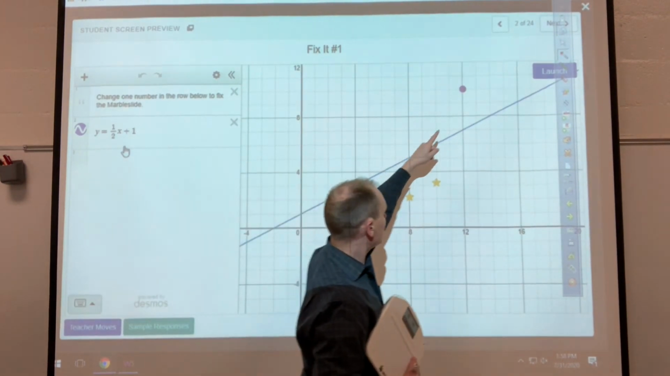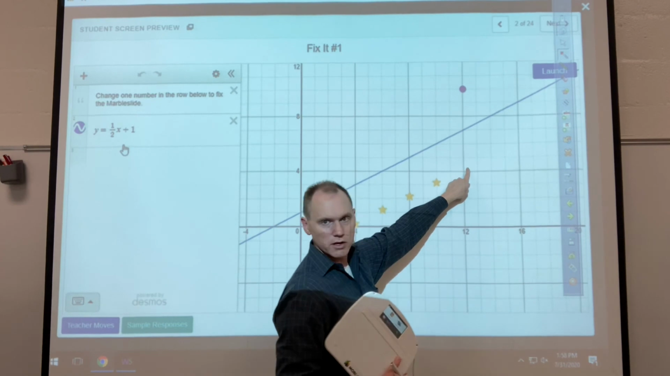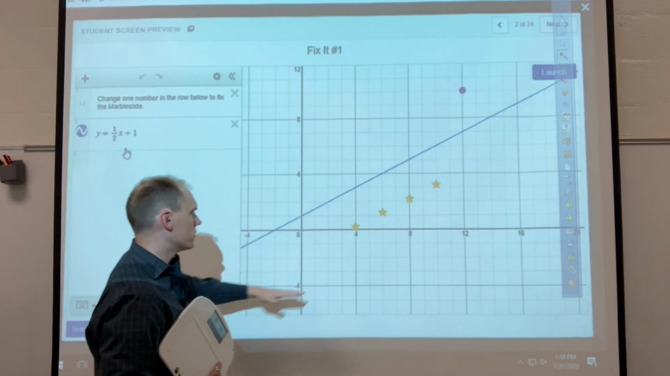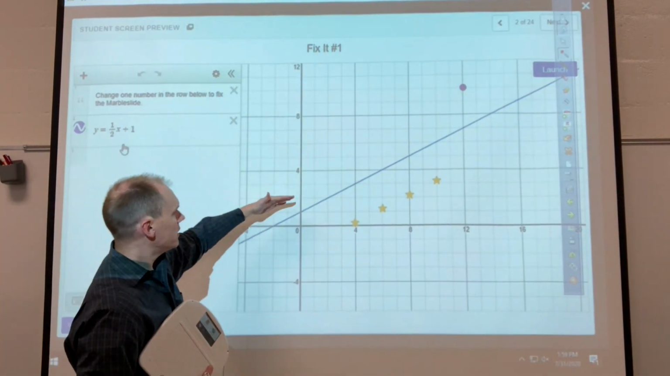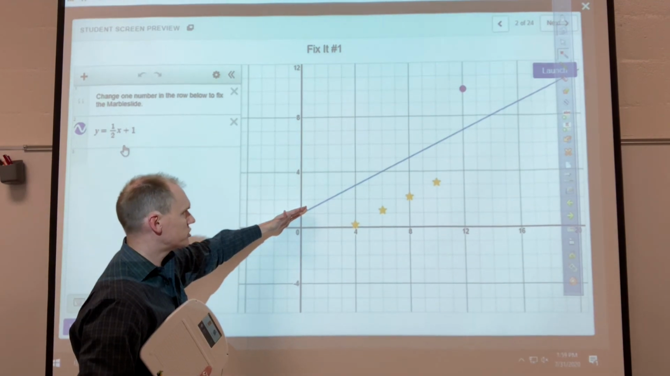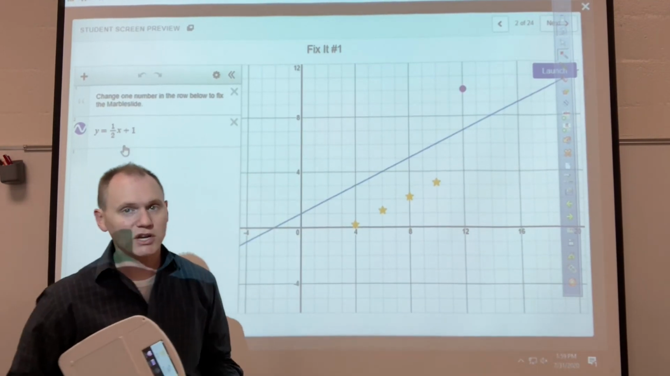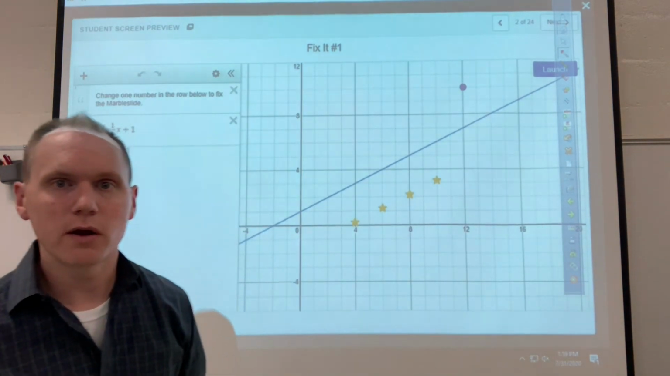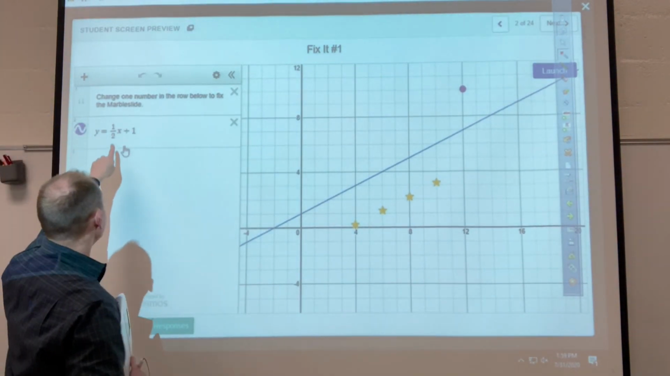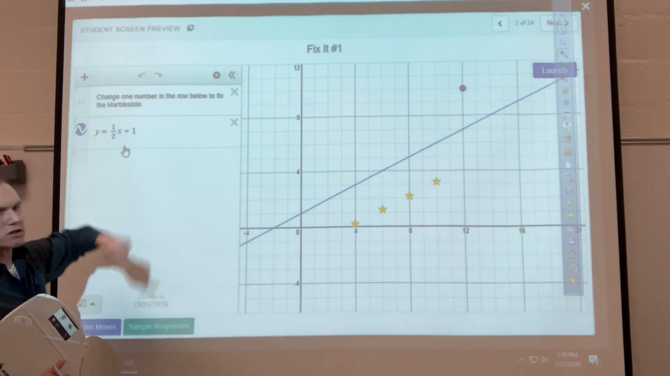You might picture it coming down and then hitting the linear function here and going over. So what we want to do is just shift this linear function down. Do we need to change the slope? No, right? We just need to shift it down. So we don't need to change the 1/2 here. We just need to change the 1.